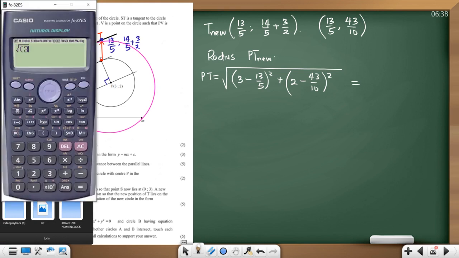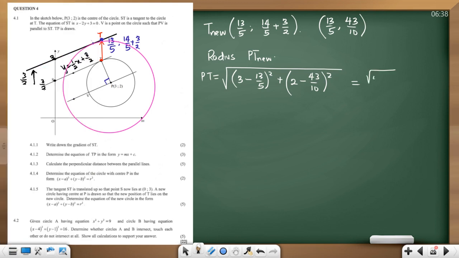Square root of (3 minus 13 over 5) all squared, plus (2 minus 43 over 10) all squared, and that gives us root 545 over 10. Don't be scared about what your answers are, just trust the process.